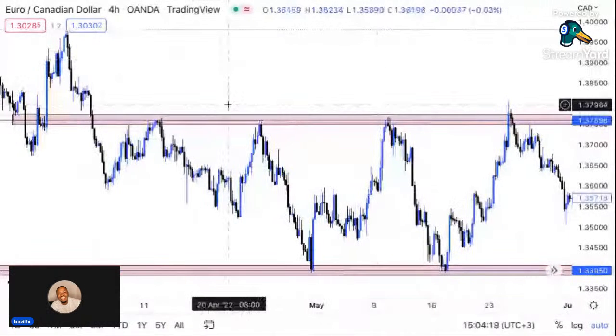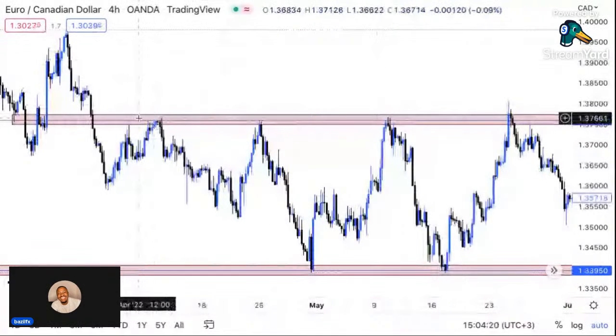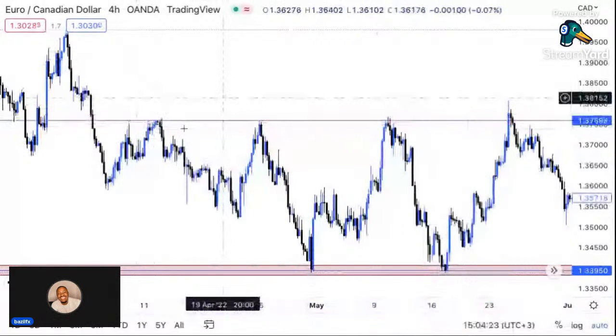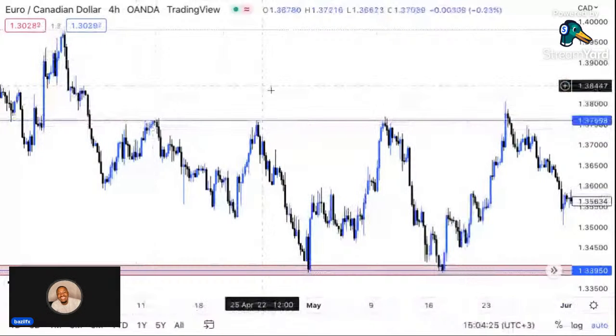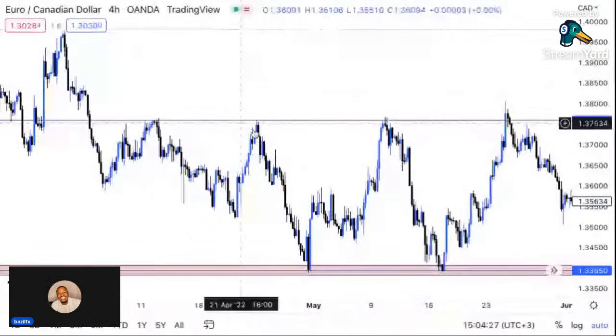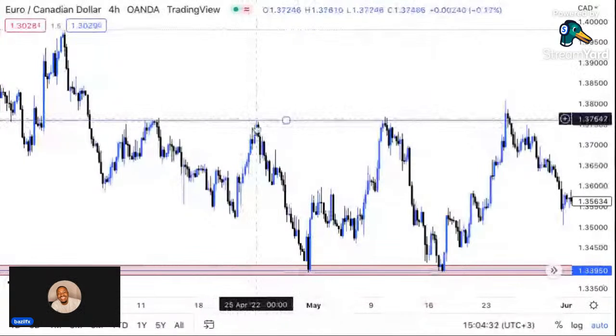You see, I drew this line. So if I delete this box, you see, I drew this line so that I know, okay, this is now a supply zone. So when price bounced off here again, it came here, and you see.